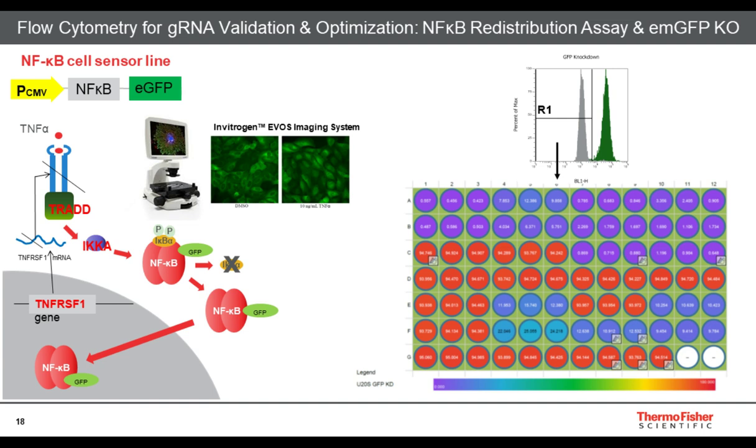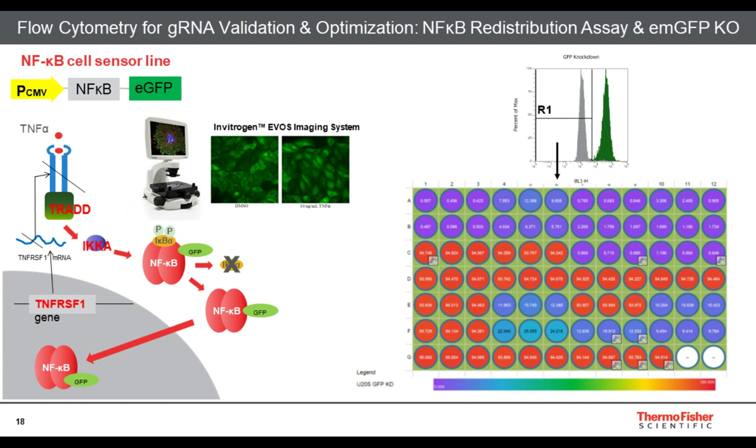So this is an NF-kappa B sensor cell line that has a GFP fused to NF-kappa B. And this is a nuclear translocation assay. When stimulated with TNF alpha, the NF-kappa B will be in the nucleus. Otherwise, you'll see it concentrated in the cytoplasm.